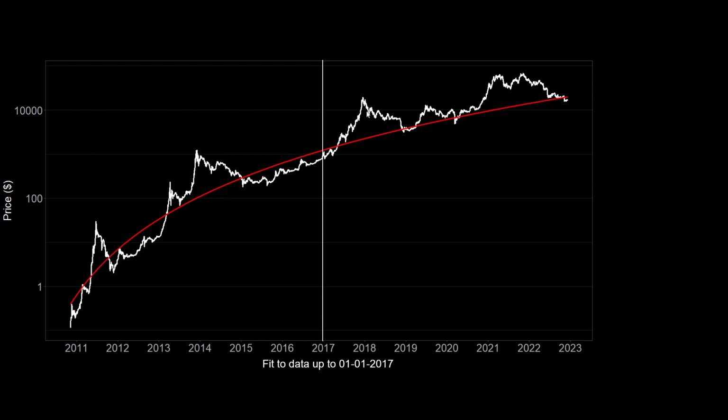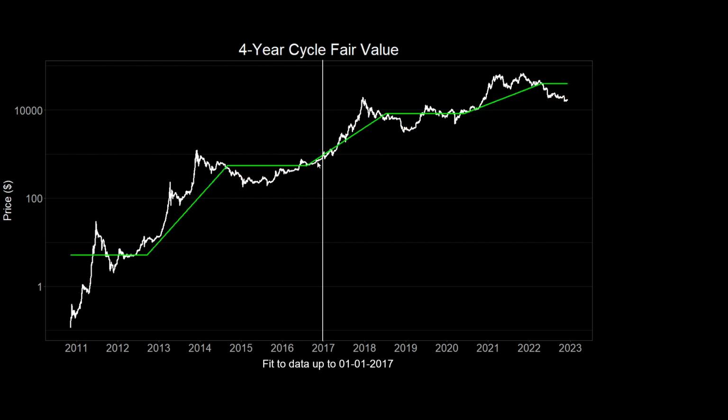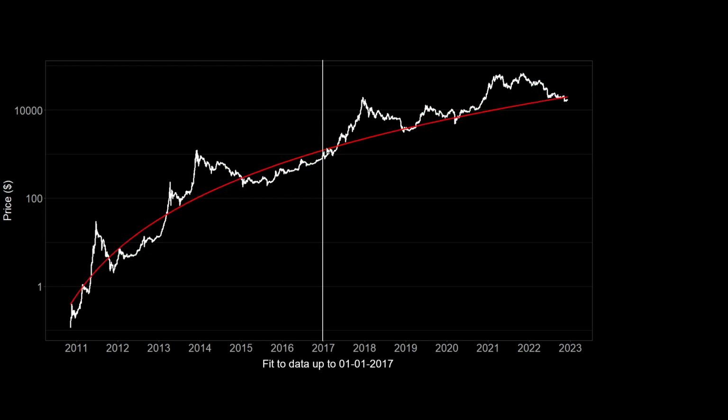So this model falls apart if you fit it all the way back here. This model still does very well if you fit it all the way back here. So in some ways, this model might actually be more robust to that overfitting concern than this logarithmic curve approach. Something interesting I wanted to mention there.